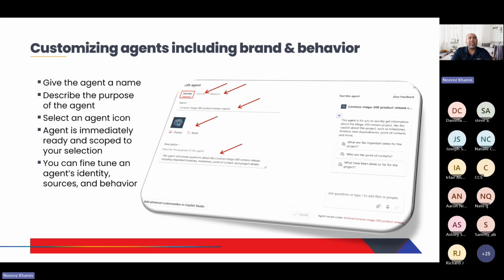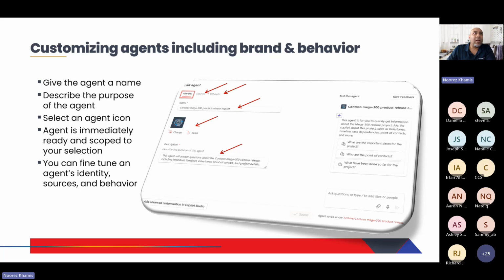So let's go into customizing agents and their brand and behavior. So all you're doing is, and I'm going to show you right here in this screenshot, what you're first doing is giving the agent a name. So you're giving it an identity here, right? So you're giving it a name. Then you're telling the purpose of the agent. What's the purpose? And in this case, it says this agent will answer questions about the Contoso Mega 300 camera release, including important timelines, milestones, point of contact, and project details.